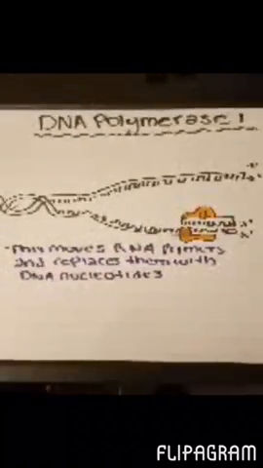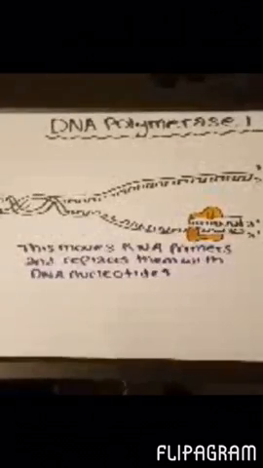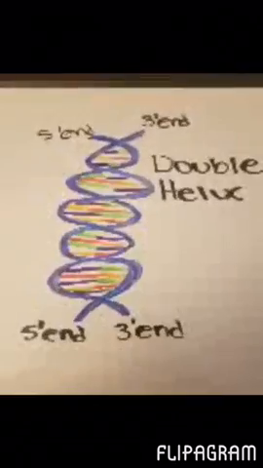DNA polymerase I. This removes RNA primers and replaces them with DNA nucleotides. DNA polymerase III. This adds DNA nucleotides and continues on the leading strand.